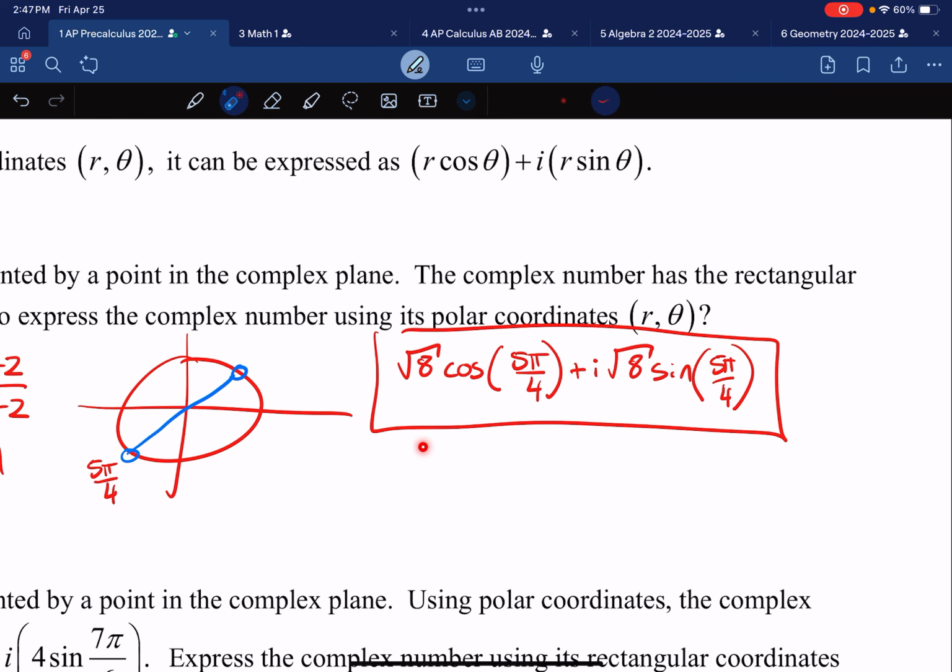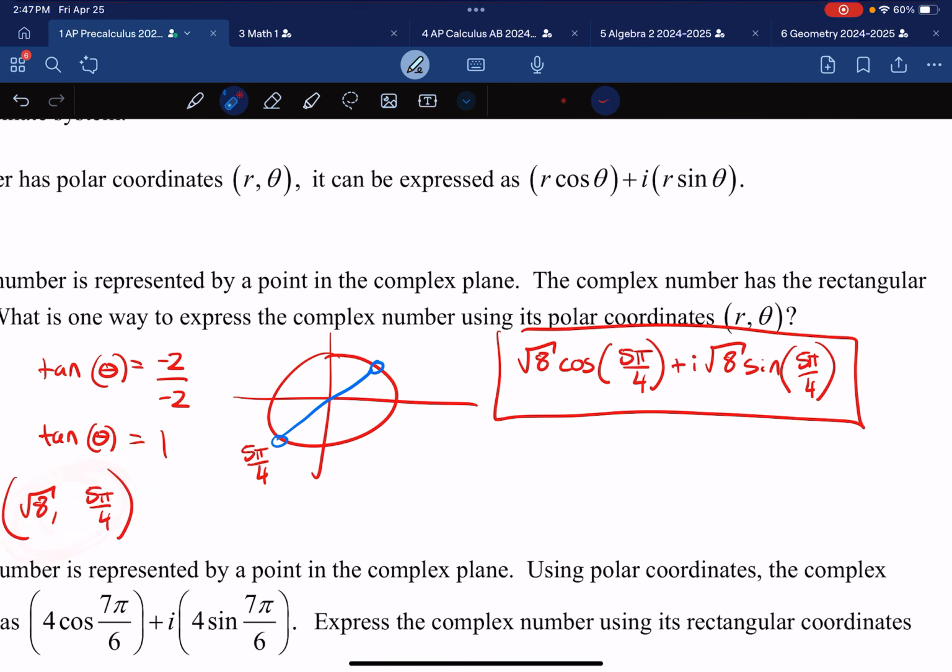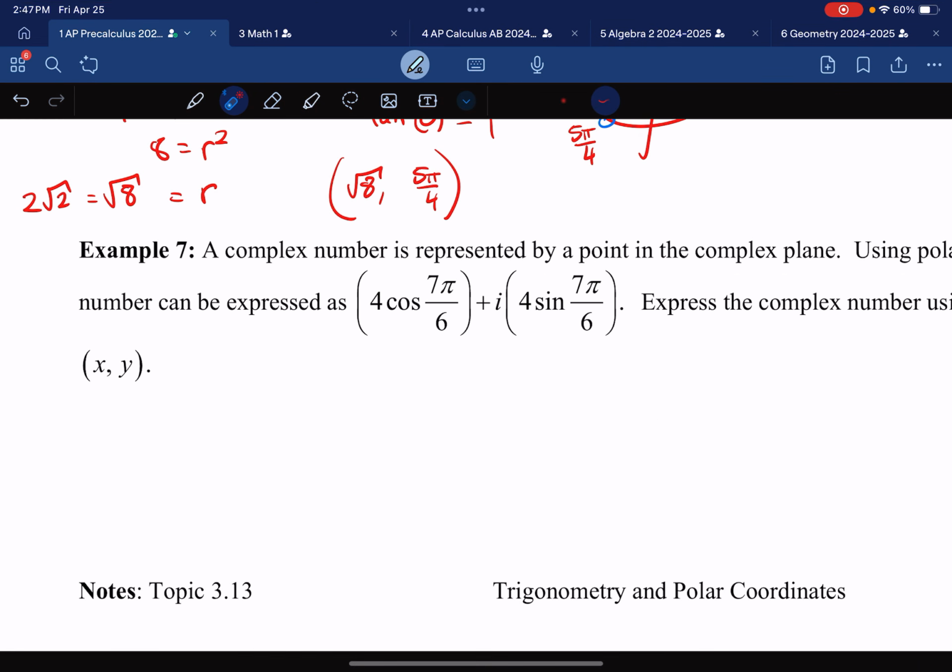I don't like this form because you have to write the square root of 8 twice. You have to write this 5 pi over 4 twice. You have to write cosine. You have to write sine. This would be much easier, but whatever. That's what they want. Same thing again down here, going in reverse.